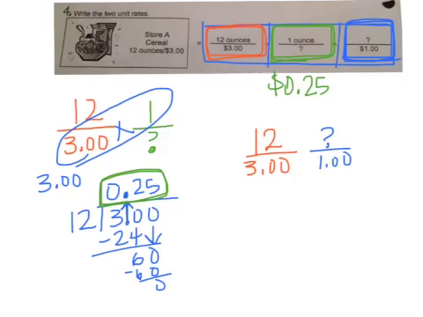How can you turn a $3 into $1? It got smaller, so it's going to be divide. $3 divided by 3 is $1. If I'm going to divide by 3 on the bottom, I have to divide by 3 on the top. 12 divided by 3 is 4. So for my answer, I would get 4 ounces of cereal cost $1.